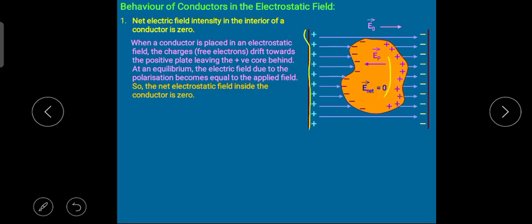पॉजिटिव कोर को पीछे छोड़ के नेगेटिव वाले जितने भी थे वो सारे के सारे पॉजिटिव प्लेट्स की तरफ अट्रैक्ट हो गए. तो इसकी वजह से हुआ क्या? इसकी वजह से एक फिनोमेना होता है दैट इज़ नोन एज द पोलराइजेशन. At an equilibrium position the electric field due to polarization becomes equal to the applied electric field. This is the applied electric field, and polarization की वजह से भी एक electric field in the opposite direction, which is denoted here as E, ये प्रोड्यूस हो जाएगी.